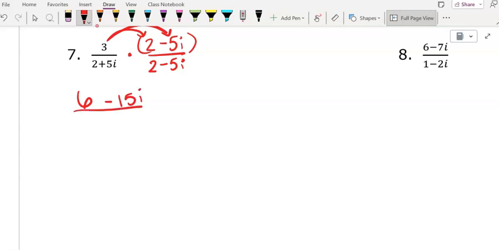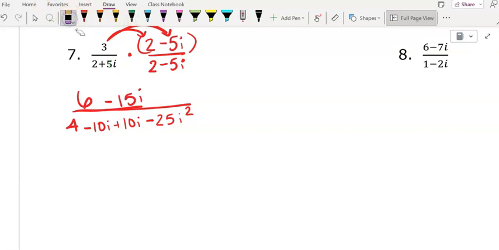In the denominator, I'm going to do 2 times 2, so that gets me 4. Then 2 times negative 5i, so that's going to get me a negative 10i. Then 5i times 2, that's going to get me a positive 10i. And then 5i times negative 5i gets me negative 25i squared. So now let's go ahead and simplify things, because right now I have a whole bunch of i's in the denominator. I started with just one, and right now I've got 3 of them.